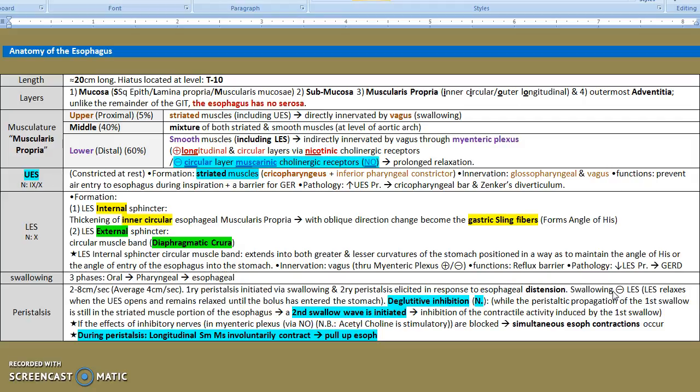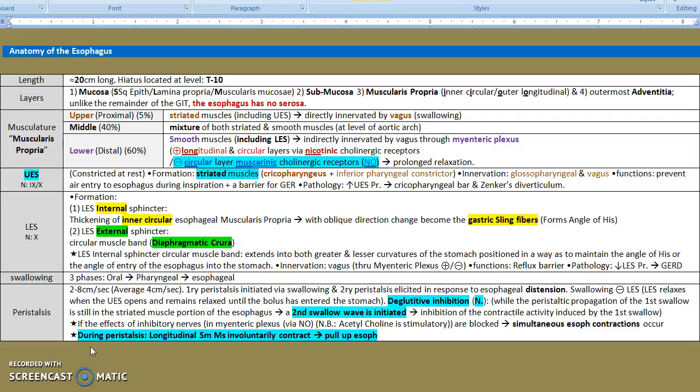Swallowing itself inhibits the LES and causes its relaxation in order to let the food bolus enter the stomach. One phenomenon they might ask you about is known as deglutitive inhibition, which is a normal thing. What is deglutitive inhibition? While the peristaltic propagation from the first swallow is still in the striated muscle part, a second swallow is initiated, which inhibits the contractile activity induced by the first swallow.